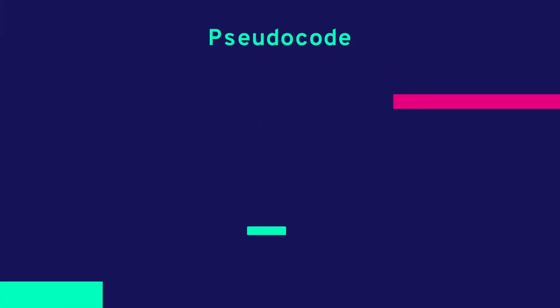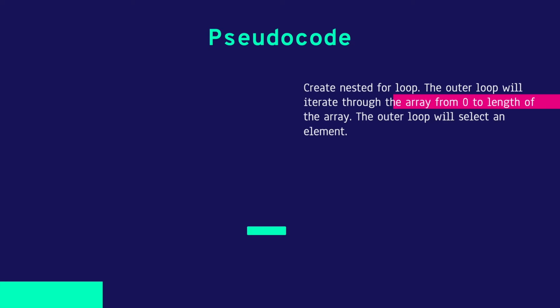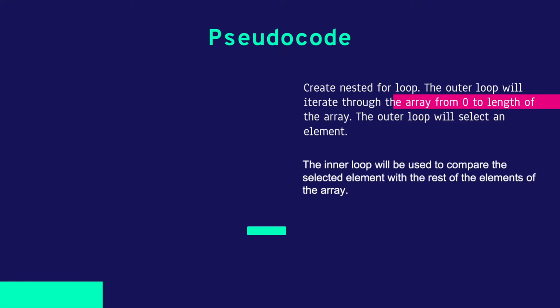So at first, we want to walk through the algorithm for this problem. In this problem, I will create a nested for loop. It means that I will create a loop that exists inside the body of another loop. The outer loop will iterate through the array from 0 to the length of the array. The outer loop will select an element, then the inner loop will be used to compare the selected element with the rest of the elements of the array.